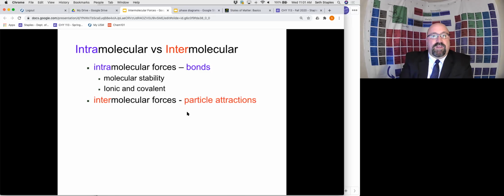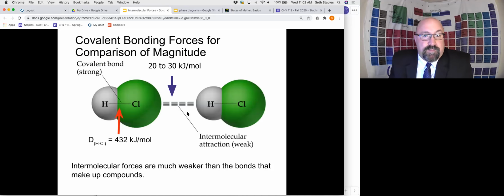Ionic versus covalent. As opposed to intermolecular forces, these are now the forces between individual molecules, the forces holding entire molecules to each other. And they'll lead to things like some of what we consider the bulk properties, things like freezing point, boiling point, and so on. So let's take a look at a diagram and see what that really means.